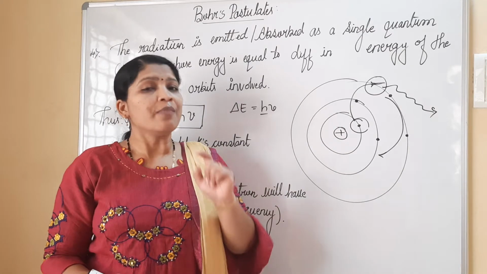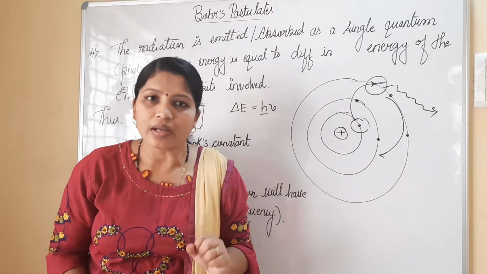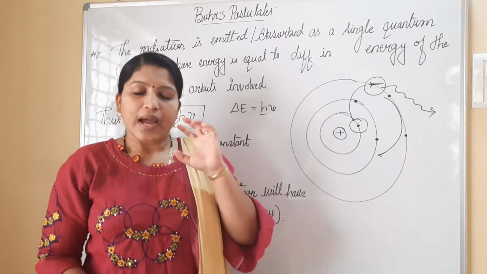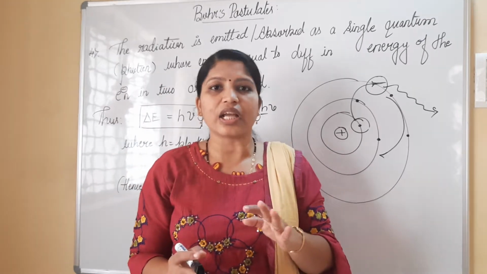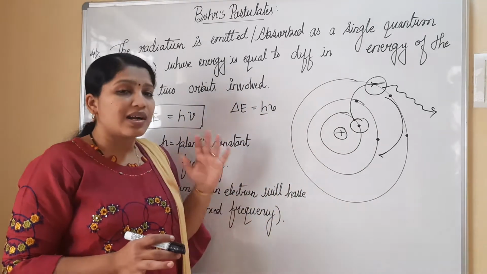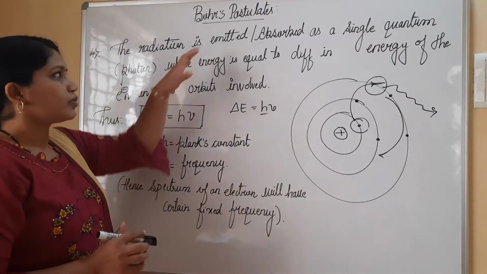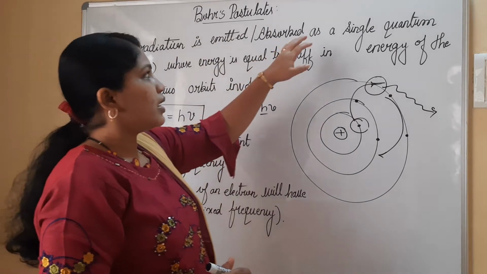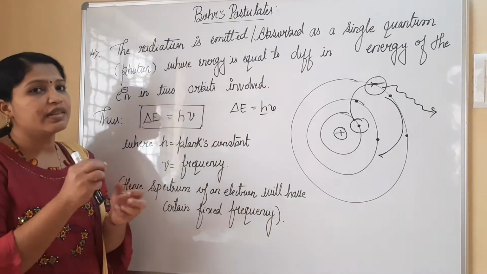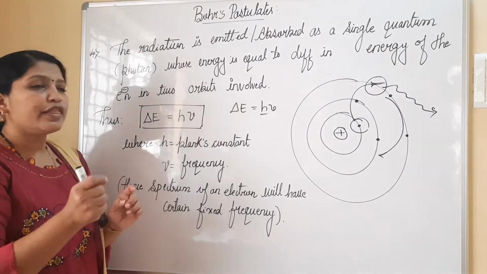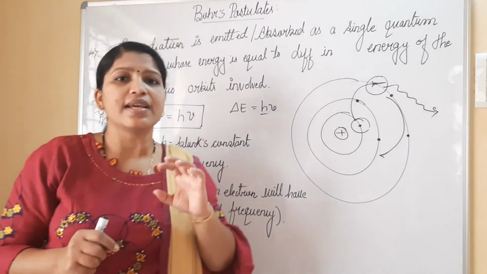That is the reason why in the hydrogen spectrum we see various lines. Hydrogen spectrum, absorption spectrum, emission spectrum, all those things we will do in detail, but for now just understand this postulate given by Bohr. What he is trying to tell here is that radiation, emitted or absorbed energy, is absorbed or emitted in the form of a single quantum, a photon, because in this concept we are dealing with the particle nature of the wave.